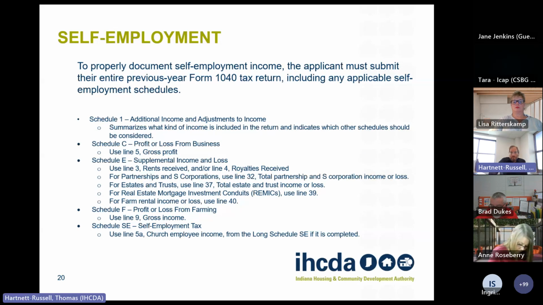Schedule F is profit or loss from farming. I don't know that I've ever seen one of these come across to my attention, but if you see that, the line we use is line 9, gross income.